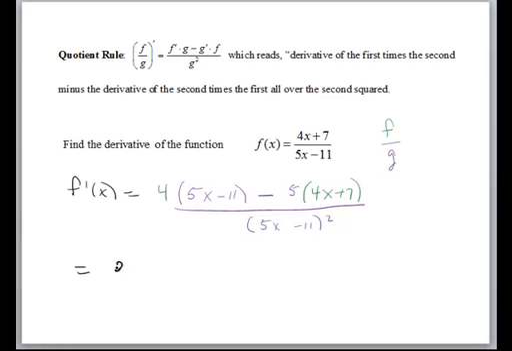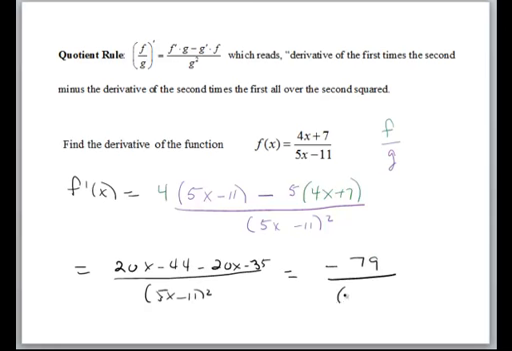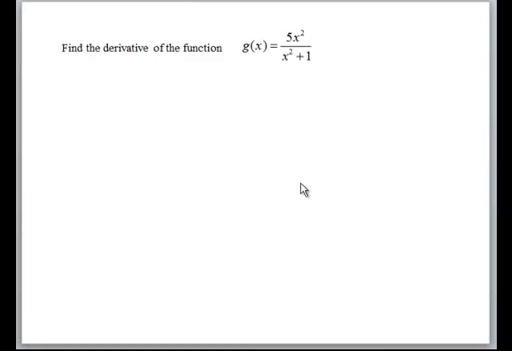So in the numerator, I have 20x minus 44 minus 20x minus 35, all over our denominator squared. So combining my like terms, the 20x's cancel, and I'm left with negative 79 all over (5x minus 11) squared. And that is the derivative of our original function, (4x plus 7) over (5x minus 11).